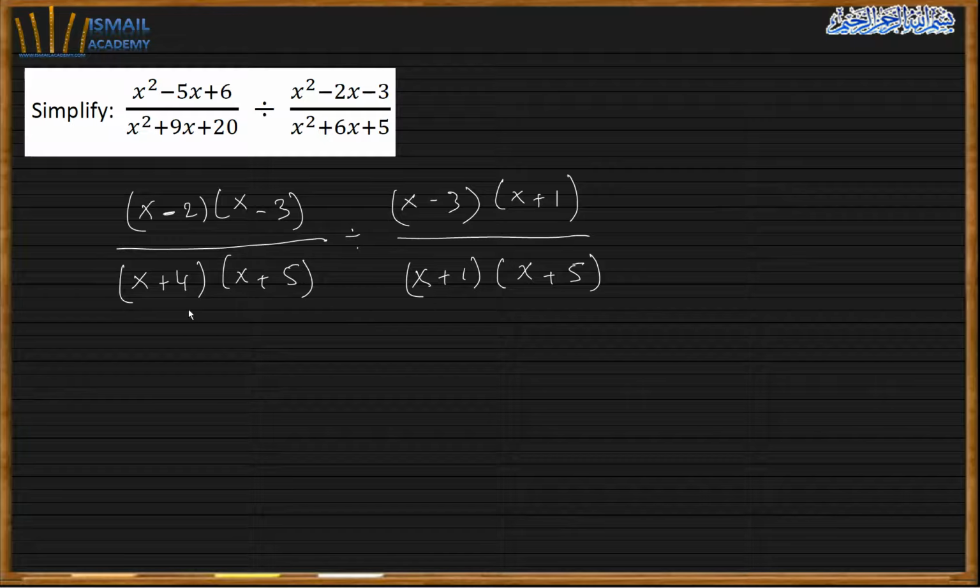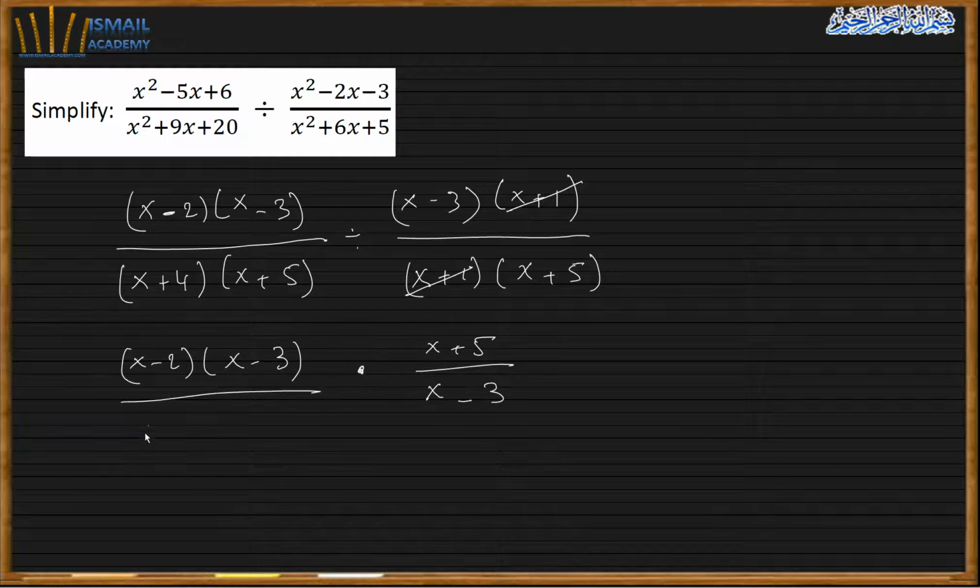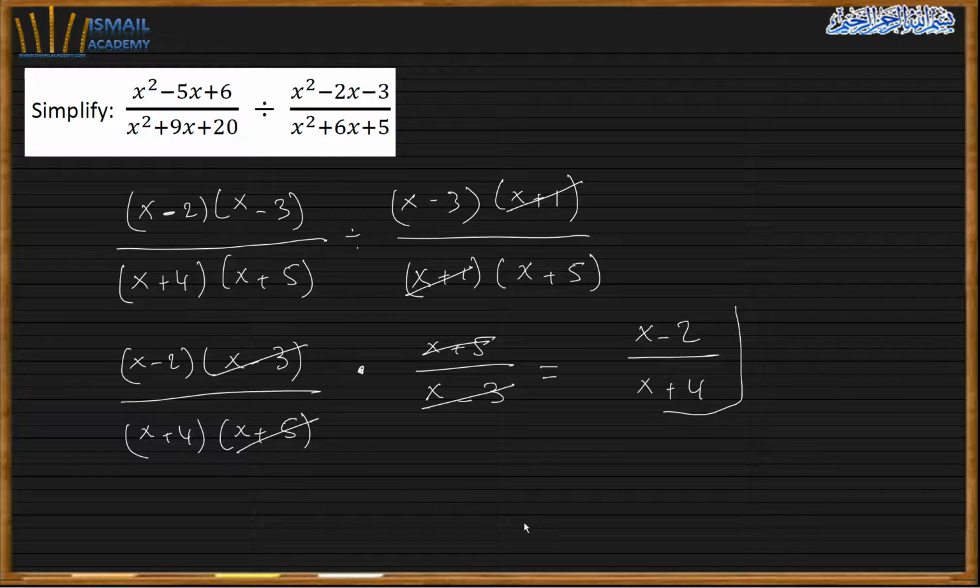If I can simplify anything, there's nothing to simplify here. Here I simplify those, so it's gone. Then what I do, I switch the division to multiplication, flip the second term, so it's going to be x plus 5 over x minus 3, and this will stay, so it's going to be x minus 2 times x minus 3 over x plus 4 times x plus 5. Now let's cancel the common and I'll write whatever is left. So this will be your final answer.